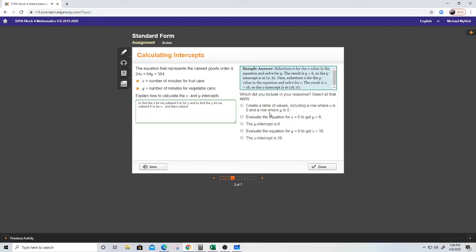Alright, so we created a table of values including a row where x is... I didn't do that. You can do that. Tables are awesome. They're your friend. That's extra. You can do that. I'm not gonna do it.